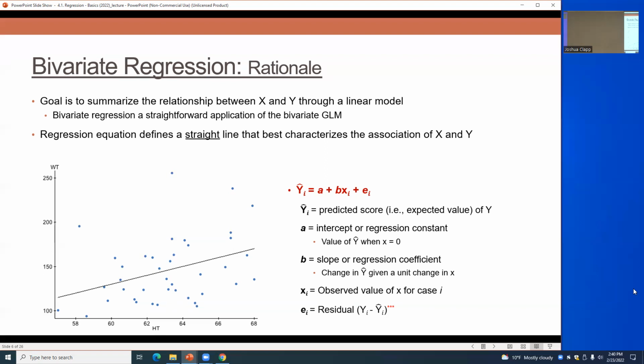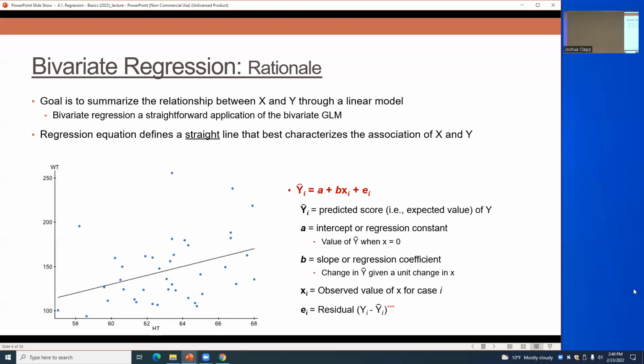My x sub i, this is my observed value of x for case i, that's just the data that we have. And then down here, this last piece, e sub i, this is my residual. This is how much I'm off. We calculate the residual with an ordinary least squares estimator. Now I've asterisked this because if we use a different estimator, we calculate that residual a little bit differently. But for your standard regression models, the types that you're going to be doing, my residual is defined by the difference in my observed score from my predicted score. Okay, that's how far off I am, right?